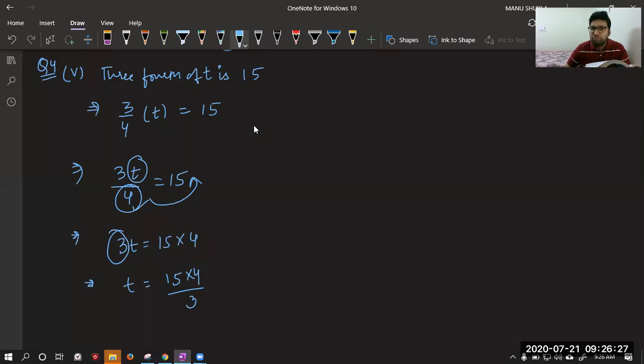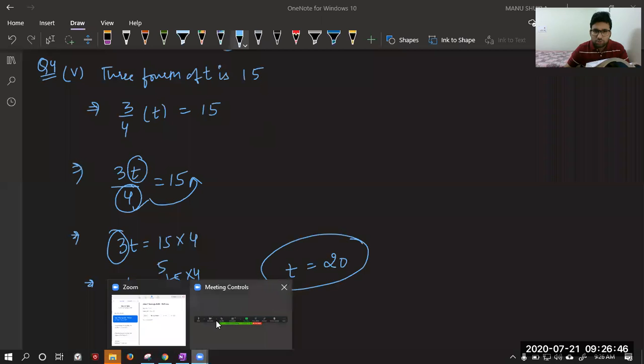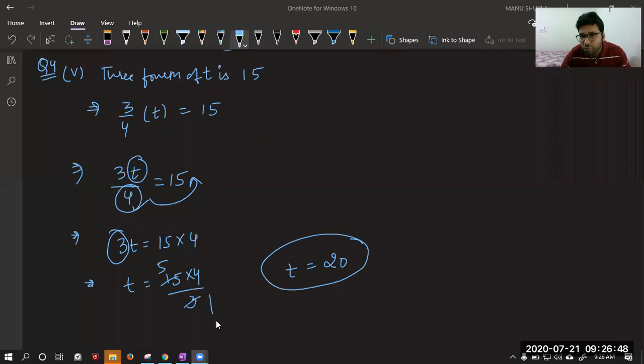So the answer is 15 into 4/3, and I have told you, before multiplying, if you can simplify, go for that. So 3 ones are 3, 3 5s are 15. Answer is t is equal to 20. I hope it is clear to you now. Those who are having doubts, I hope it is clear now. Sir, we have solved it in every question. Very good. No, sir. So I think it is clear.